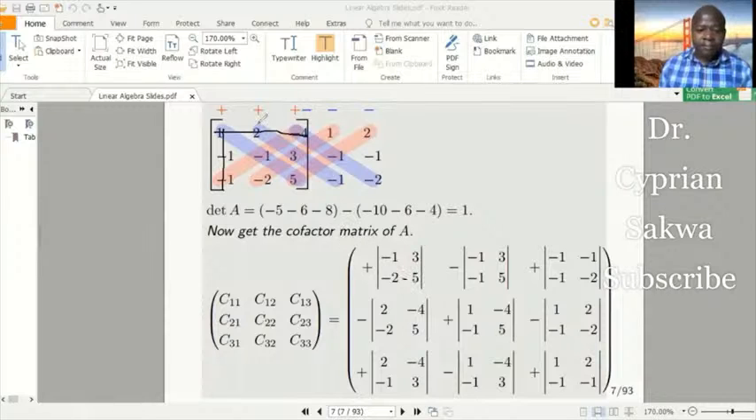And then I come to the second element, which is 2. I get its cofactor. So I delete the row of 2 and the column of 2. The matrix that is left is negative 1, 3, negative 1, 5.